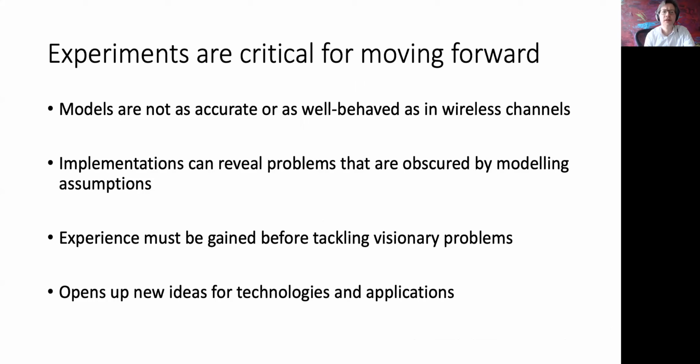So why experiments? Experiments are critical for moving any new field forward, particularly so for molecular communication. One issue is that models are not as accurate or as well behaved in molecular communication as they are in wireless channels. And moreover, because of this, the models are not as widely accepted. If you have 5 molecular communication papers, you could potentially have 5 different models. There's very little agreement on what constitutes the best models for analyzing molecular communication. What we need is the ground truth of experiments to tell us which models are correct and which are not.